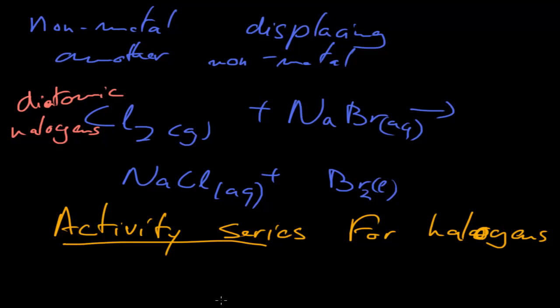So again, if I give you a reaction with a diatomic halogen and a compound, you should be able to tell me what will be the product, or if it's going to be reacting or not. Okay, this is a very similar situation to a metal displacing another metal reaction.